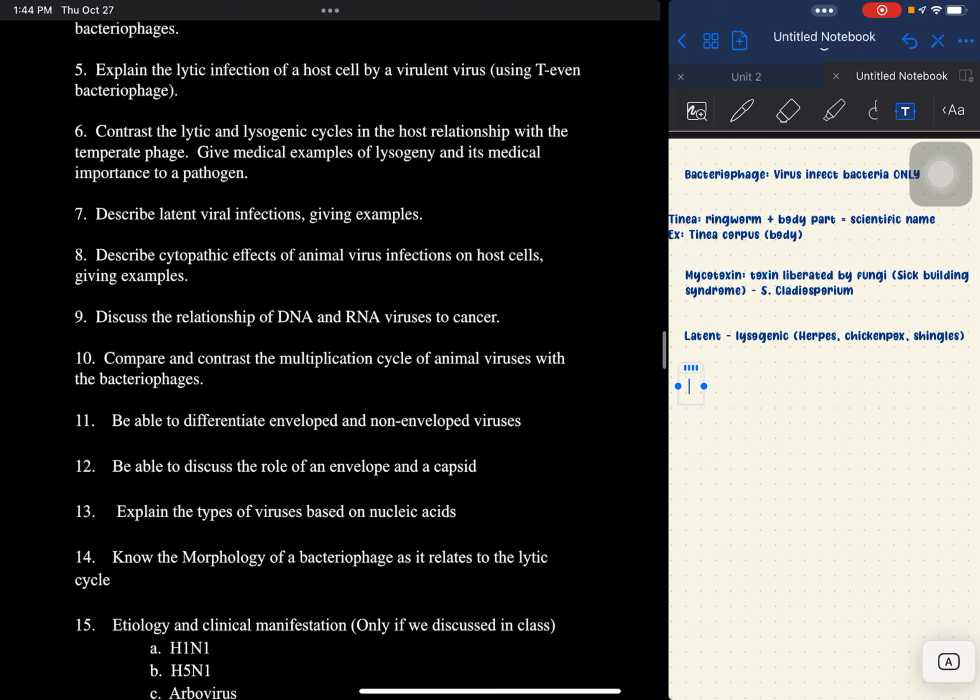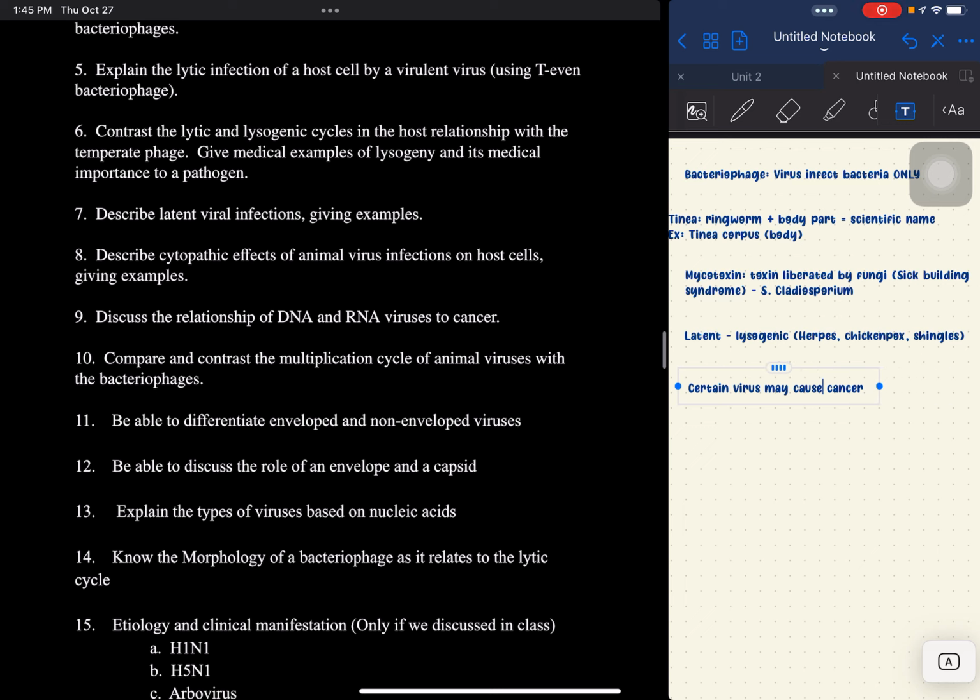Discuss the relationship of DNA and RNA viruses to cancer. So we didn't really say too much about that. So what I will hold you to is that certain viruses, like human papillomavirus, can cause cancer. And that's the major one that we talked about, right? There are others, but let's just stay there. Let's just say there are some viruses that can initiate the formation of a tumor, and of that, human papilloma is the one that we talked about the most at this moment. We'll talk about others later.